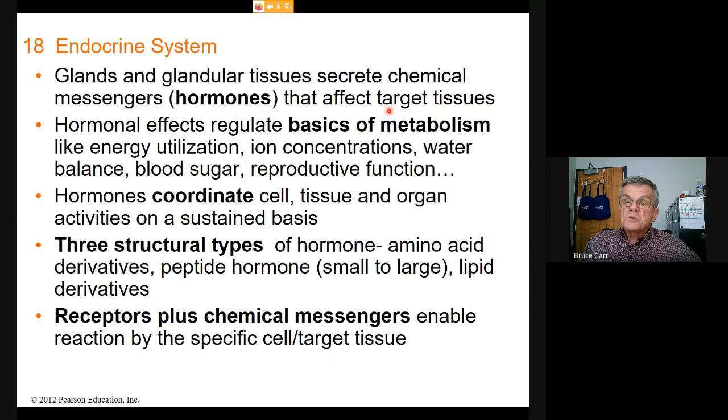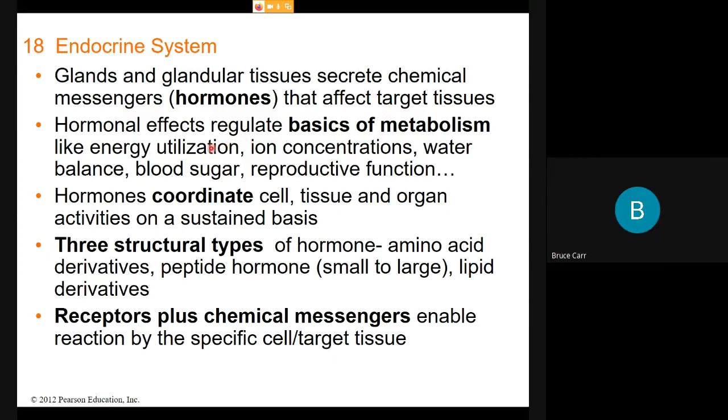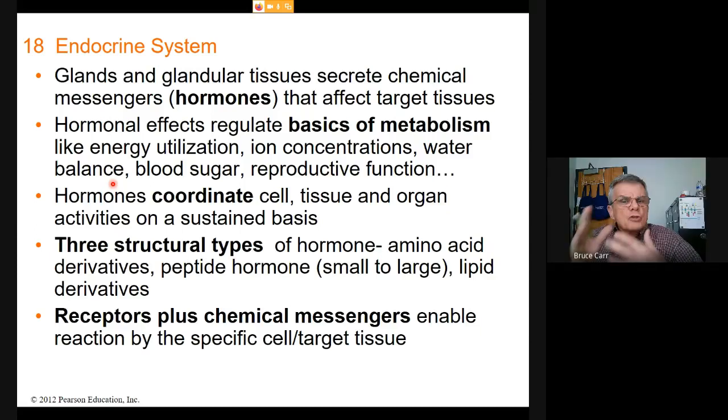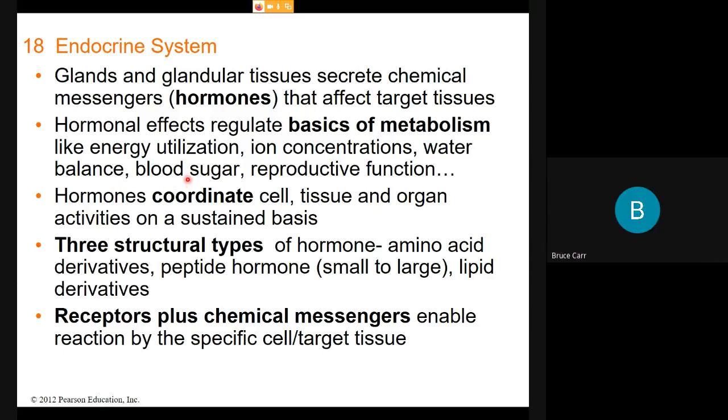Now, we regulate the basics of our metabolism with hormonal effects. Look at these titles: energy utilization, ion concentrations, and water balance. That's the overall osmotic pressure. That's the overall transmembrane potential that's being regulated by hormonal balance. Blood sugar, the only carbohydrate that our body actively regulates, trying to raise and lower the concentration based on its circulating concentration in the blood.